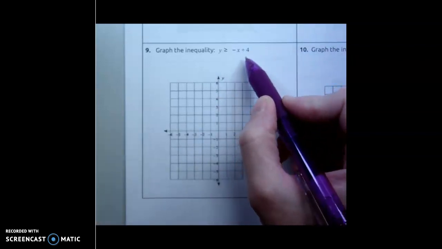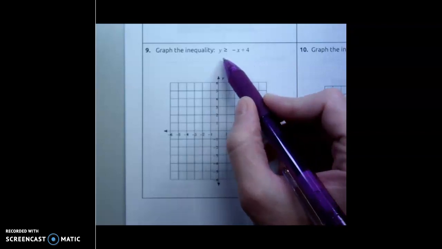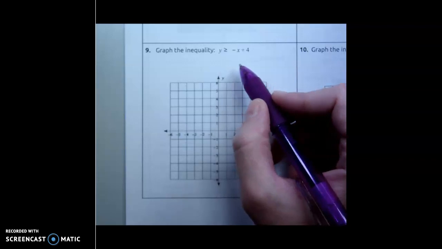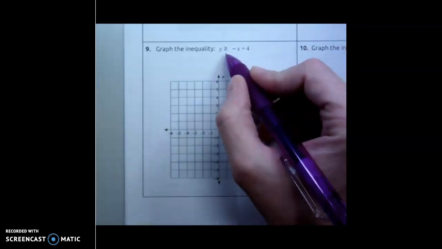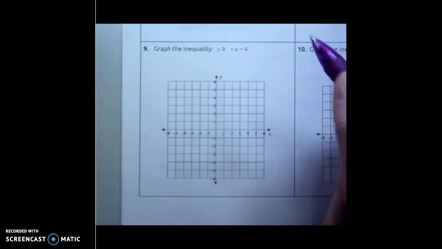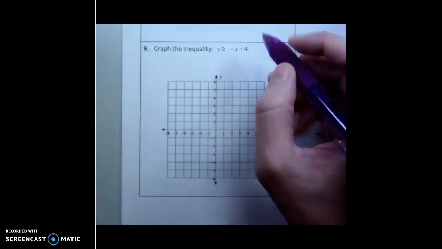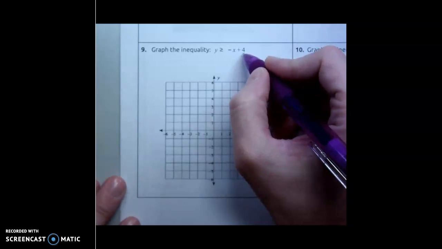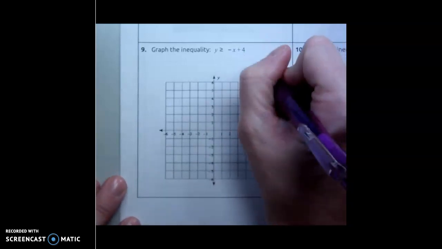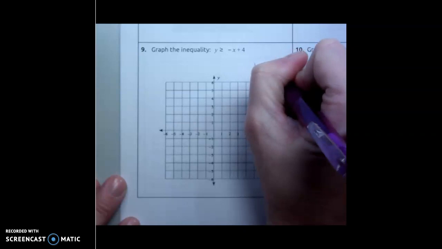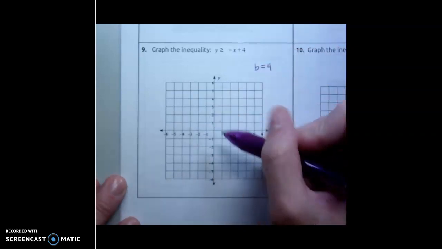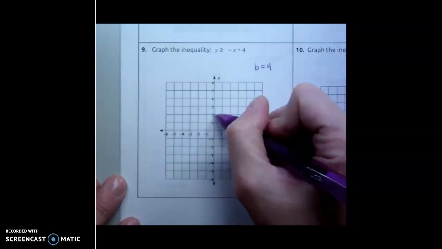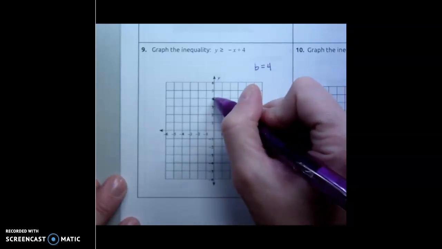So we start by plotting the y-intercept, and we do this the same way that we did whenever we had y equals mx plus b. Even though you have the greater than or equal to sign, you start graphing it the same way. So our y-intercept is this positive 4 right here. So I'm going to put b equals 4, okay? And I can go to the graph. I start at the origin, and then I go up 4. So 1, 2, 3, 4, right here.